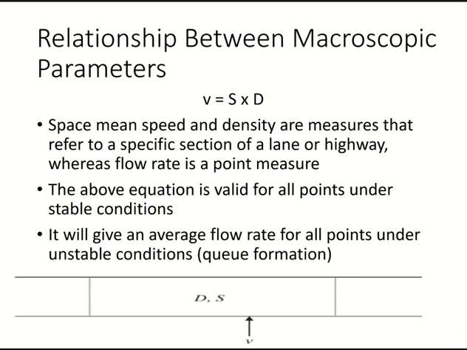Clear? Any problem? So there are two conditions for this equation. The first one is the section should be uniform. The second one is the flow should be stable. Clear? If you meet these two conditions, then flow rate can be calculated from speed and density.